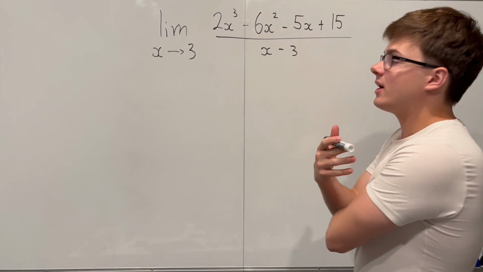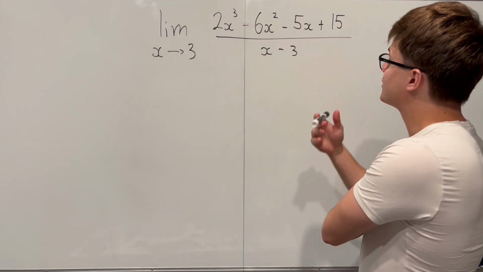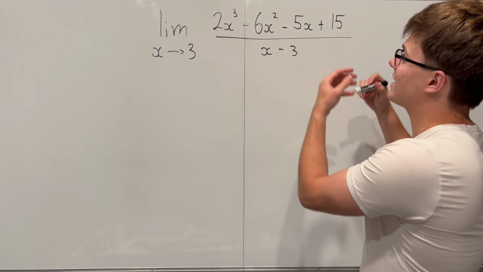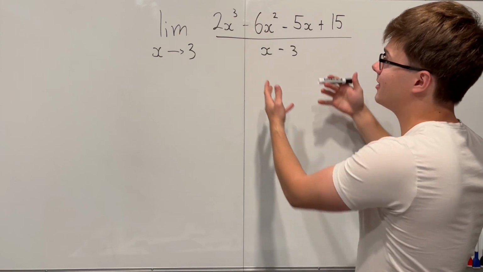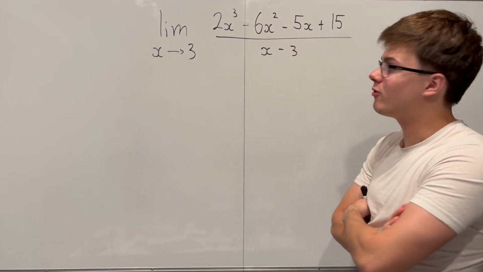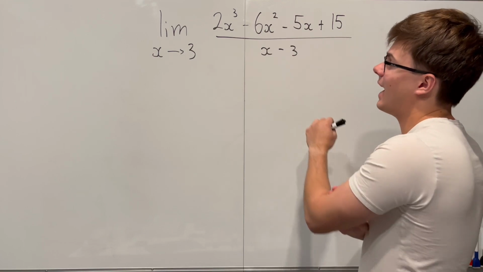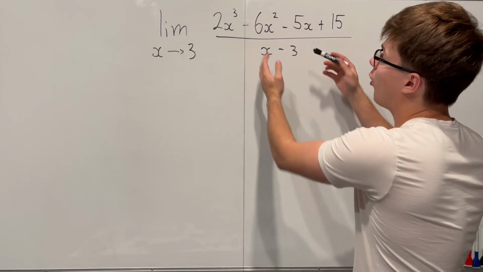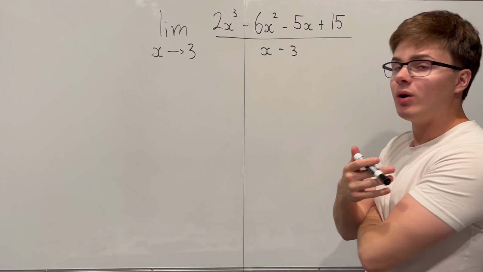Well, maybe we can try factoring or reducing something in the numerator so that it cancels with something in the denominator to change our denominator. That way we're not dividing by 0. Whether that's going to be to get rid of the 3, get rid of the x, or simply to get rid of the whole denominator expression. So let's go ahead and think about that.